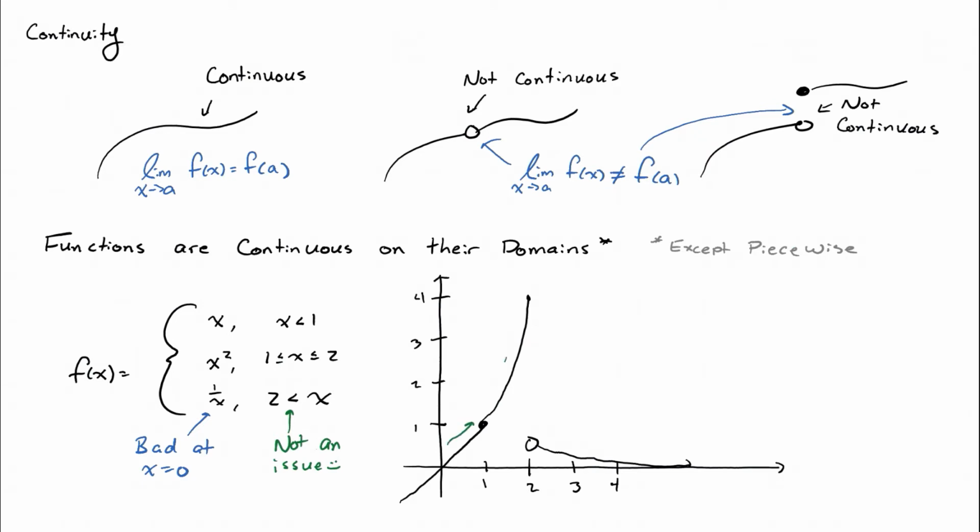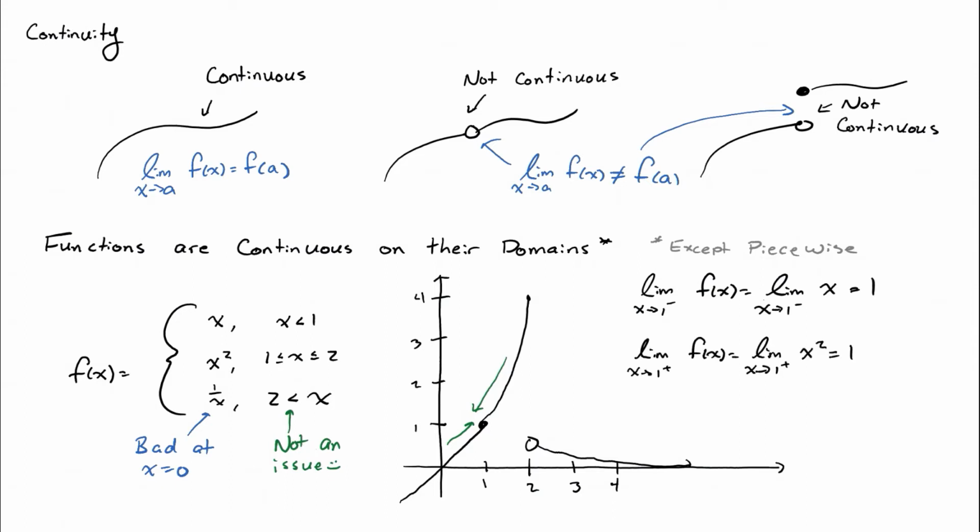At each break, take the limit from the left and right. Approaching x equals 1 from the left, the function looks like x, so the limit is 1. You can get this just by plugging in 1. From the right, the function looks like x squared, so the limit is also 1. Therefore, the limit as x goes to 1 of f of x is 1. Finally, f of 1 is also 1. Therefore, the function is continuous at x equals 1.